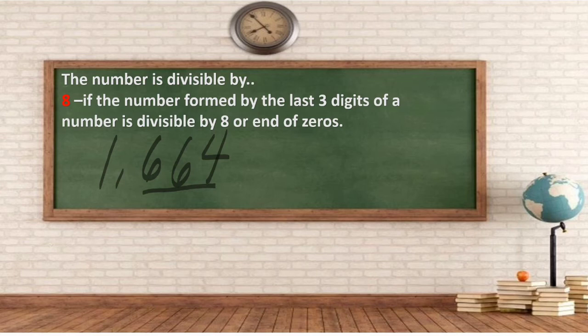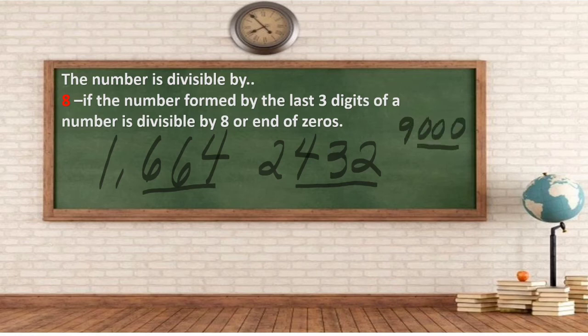Another example, 2432. The last 3 digits, 432, is divisible by 8. So this number is divisible by 8. Or another example is 9000. Ends with 3 zeros. So this is divisible by 8.